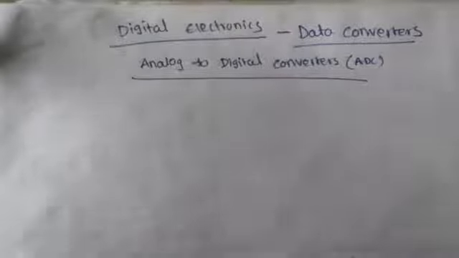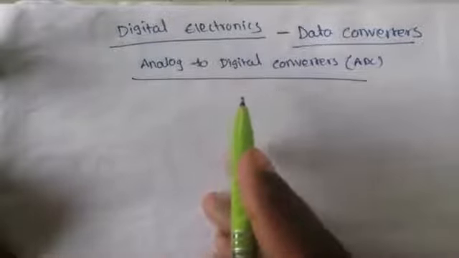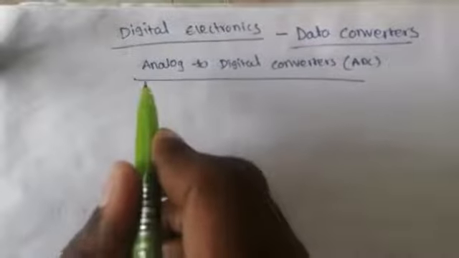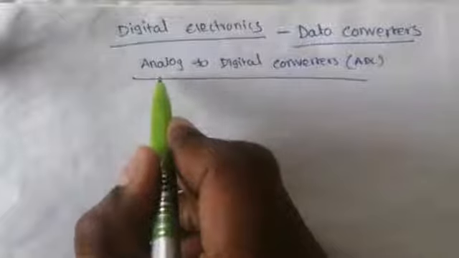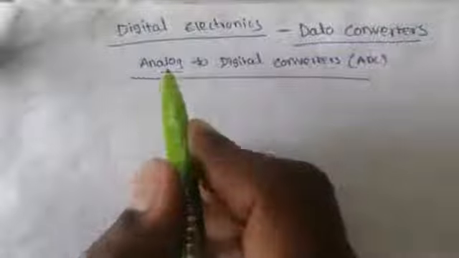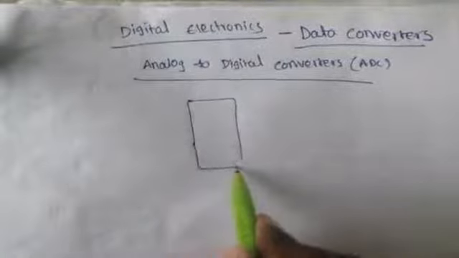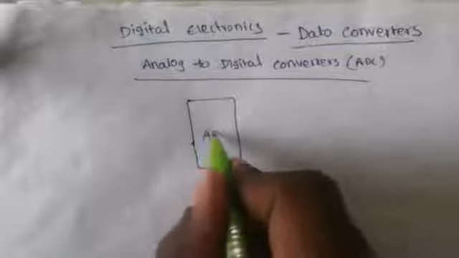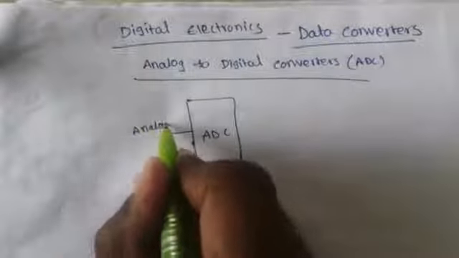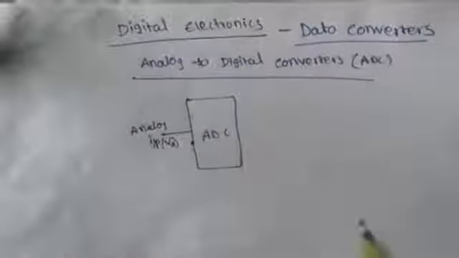Good morning, dear students. Today we will discuss digital electronics data converters, the analog to digital converters topic. Analog to digital converters means the analog voltage is the input voltage, and we will convert it into the binary form, that is the digital output. For that, you can consider one block diagram, the ADC, analog to digital converter. Here the input voltage is the analog input voltage, which you can consider either VA or VI, no problem.